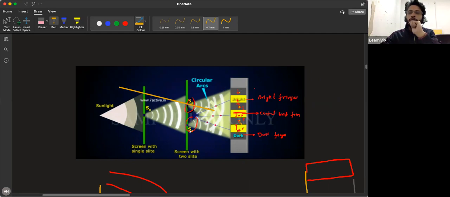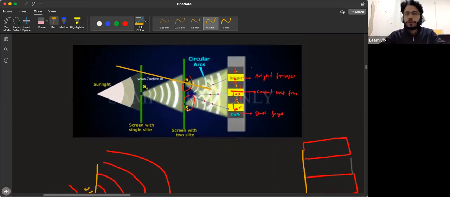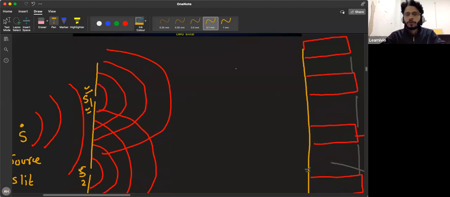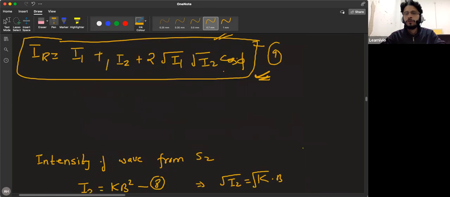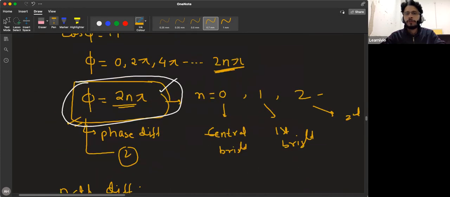Now what you have to do is calculate the conditions for the bright fringe and for the dark fringe. We need the value of phase difference for which you get a bright fringe, and the phase difference for which you get a dark fringe. If you have phase difference, then you know the relation between phase difference and path difference, and using that relation you can get the path difference also. So first of all, we will calculate the value of phase difference for which we get the bright fringe.